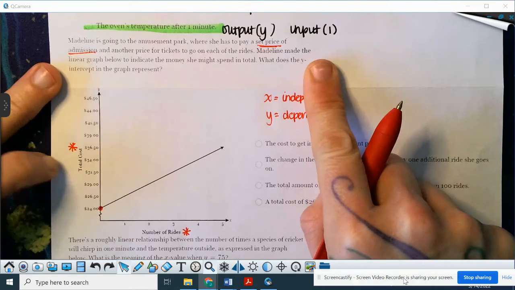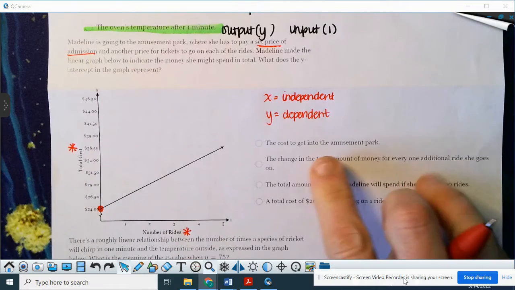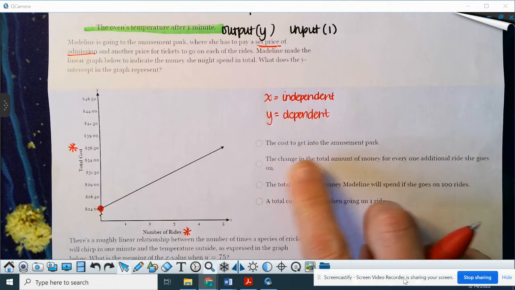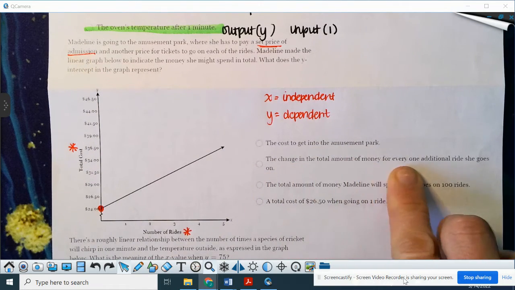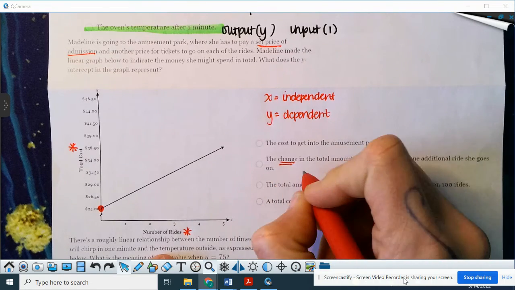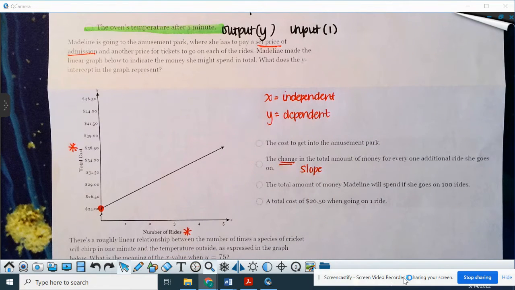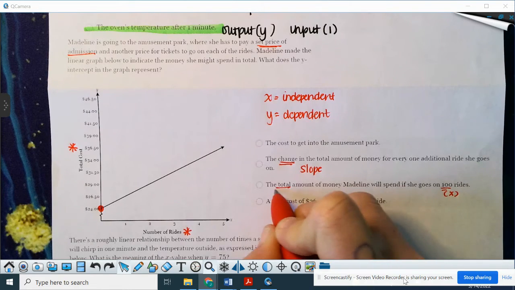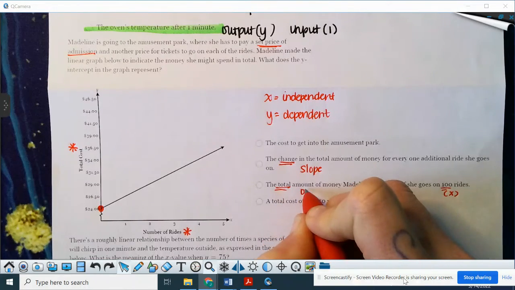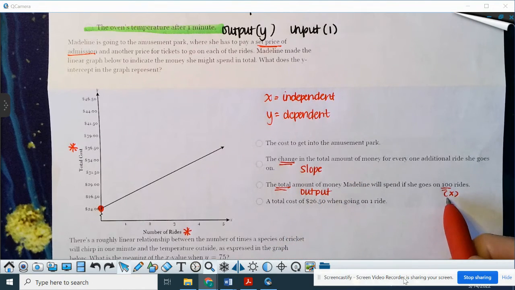So what does the y-intercept mean? Again, that's going back here. So where it crosses that y-axis, it's the cost to get into the amusement park, the change in total amount of money for every one additional ride she rides on. So as soon as you see change, you know this should be slope, rate of change, right? And the total amount of money Madeline will spend if she goes on 100 rides. So that 100 would be your X value, which means the total is usually always your output or your Y value when you plug in a said input or X value.